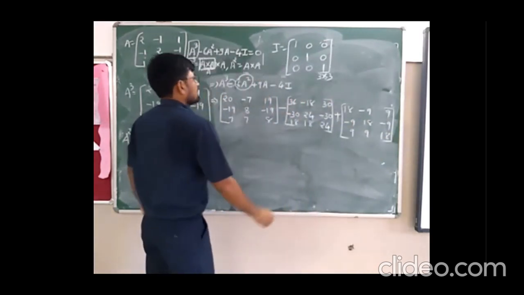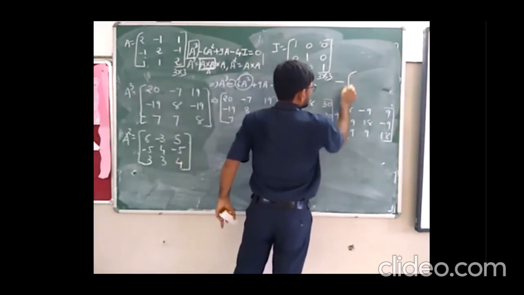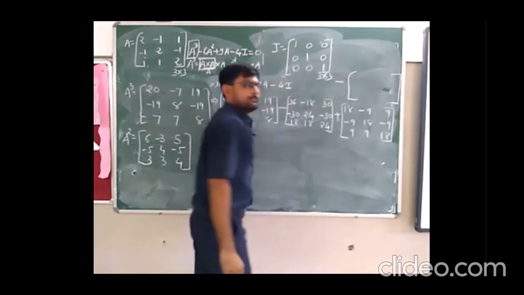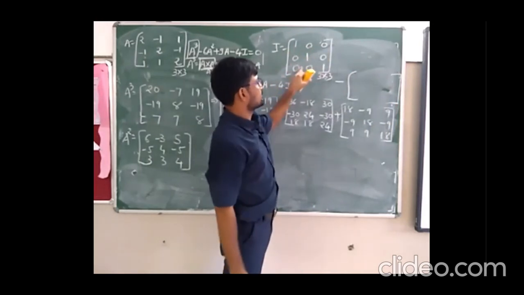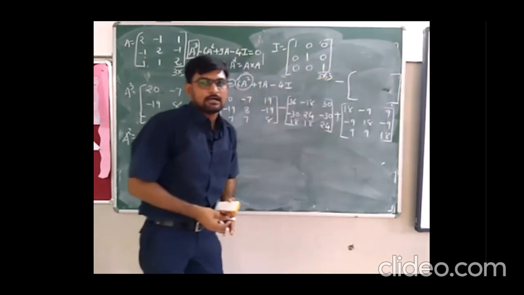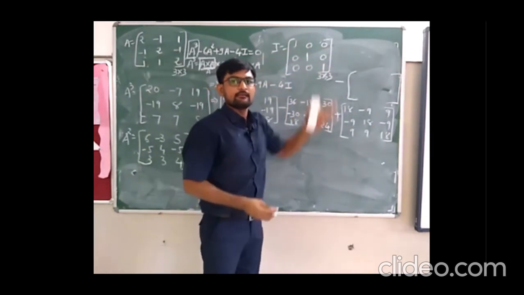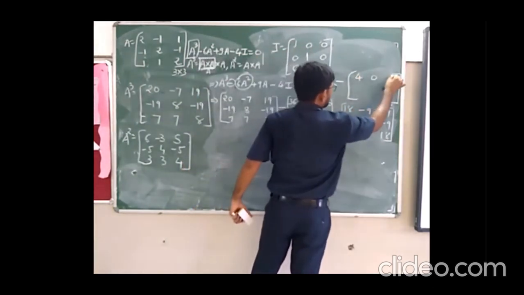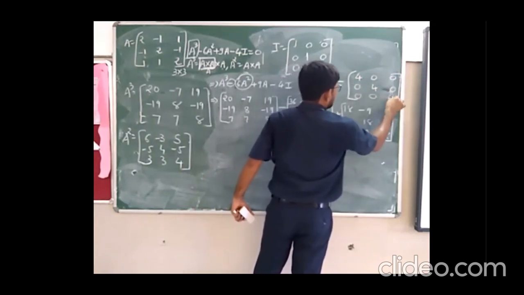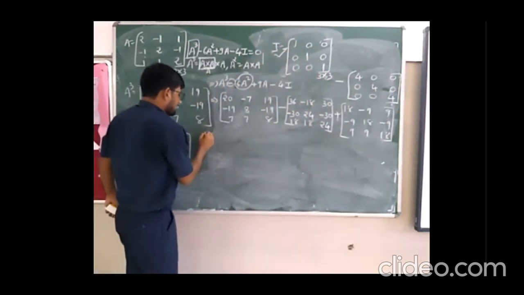Now, again we require minus 4I. So minus 4 into I. I means identity matrix. So here the identity matrix is what? 1 0 0, 0 1 0, 0 0 1. So if you multiply this identity matrix by 4, then you will get 4 here, and all other elements are 0. So we will get 4 0 0, 0 4 0 and 0 0 4 after multiplying this matrix by 4. Okay, now we'll add and subtract.